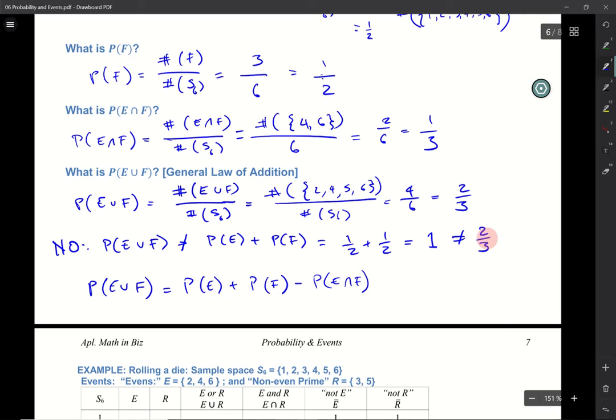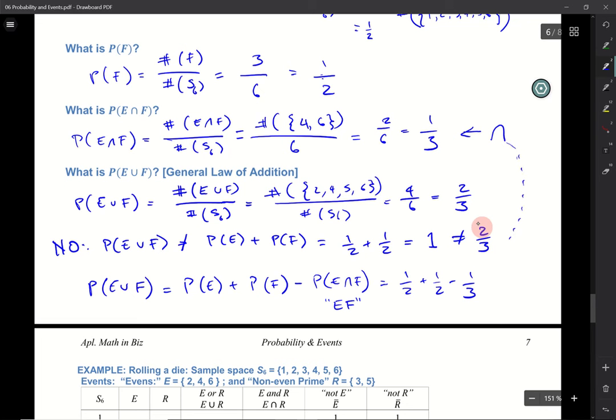Oh, by the way, every now and then you'll find a book where they just write EF. So I might accidentally do that, but I'll try to remember to write E intersect F. The shorthand is that if you write EF together without any symbol, it's AND, it's intersect. So this would be 1/2 plus 1/2 minus 1/3, because this is the intersect. We bring this minus 1/3 over there, and then it's 2/3, and so that's the right answer.